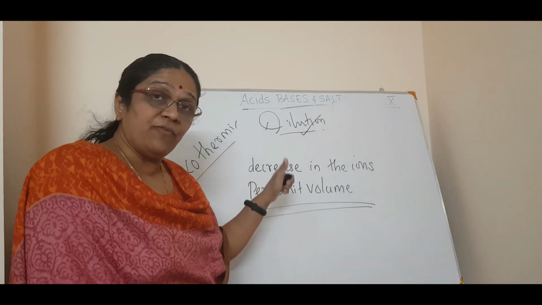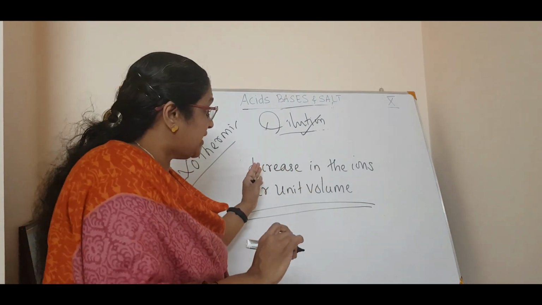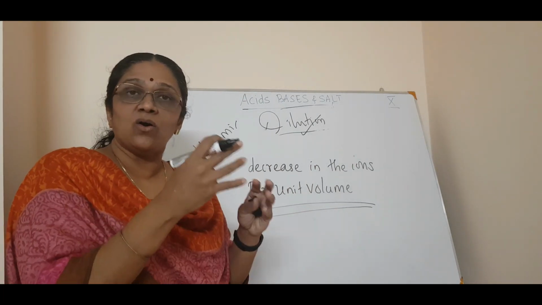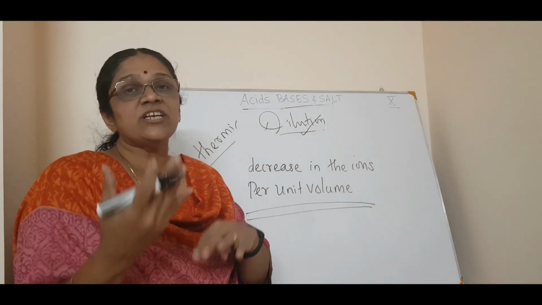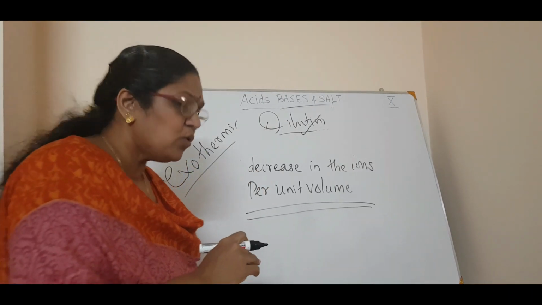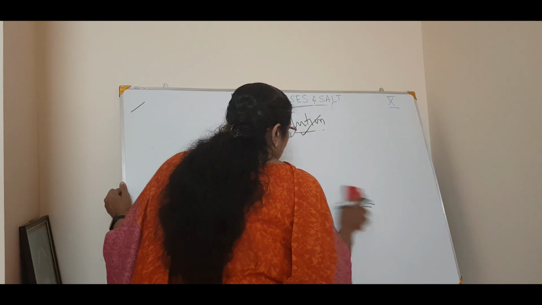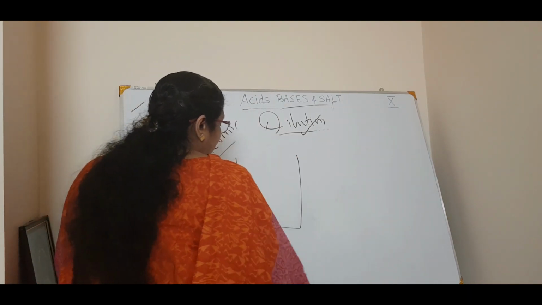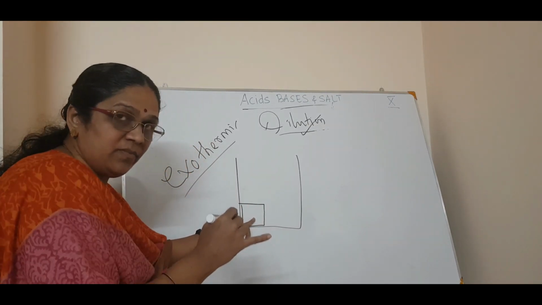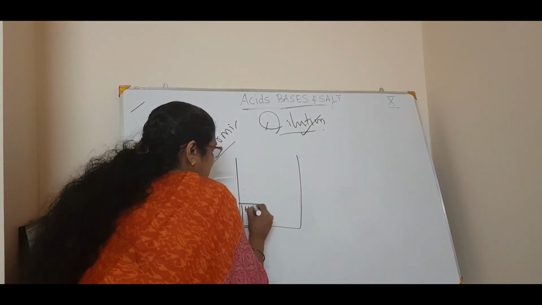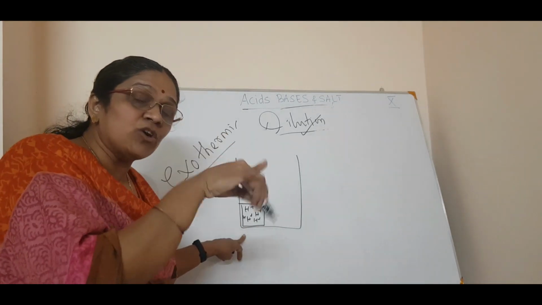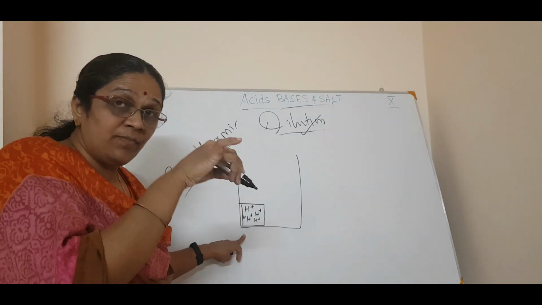That is, mixing up of acid or bases with water in order to decrease the ions per unit volume is called dilution. That is, the concentration of the H plus ions or the OH minus ions is decreased in the unit volume. How do you say decrease in unit volume? Say for example, you have a beaker and assume that in this unit volume there are 5 H plus ions. Now what happens if you add water into it, or dilution? You are making the volume bigger, isn't it?